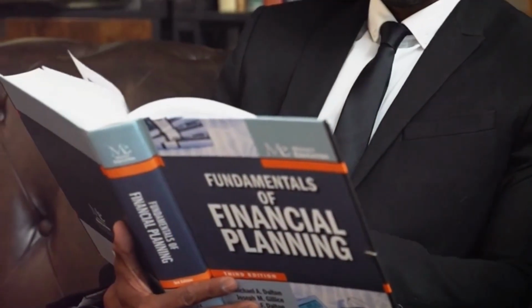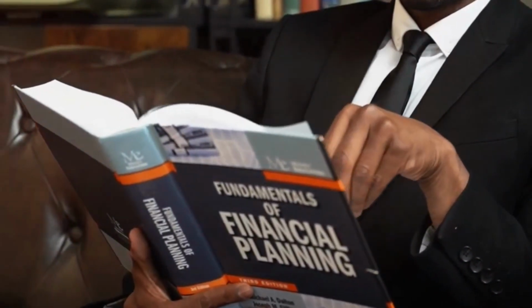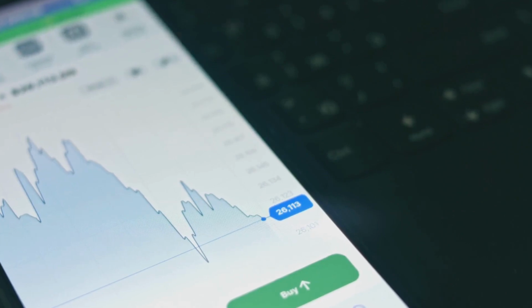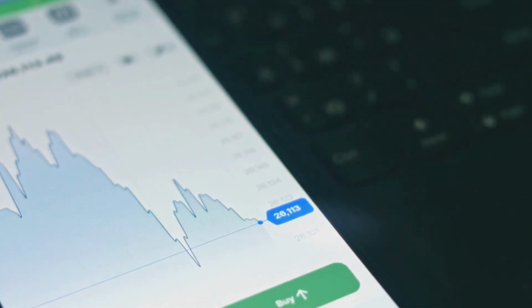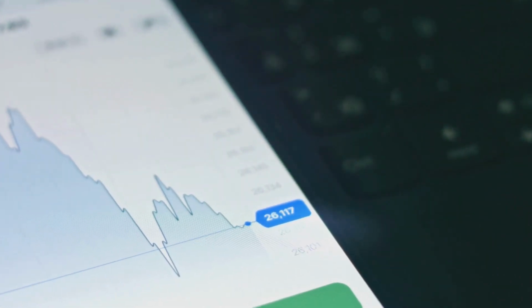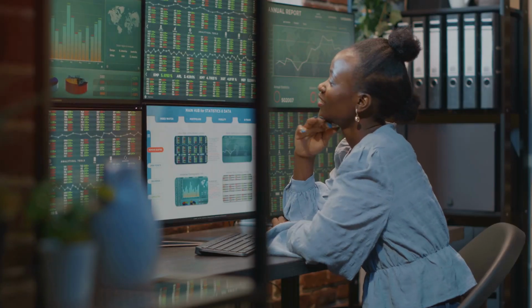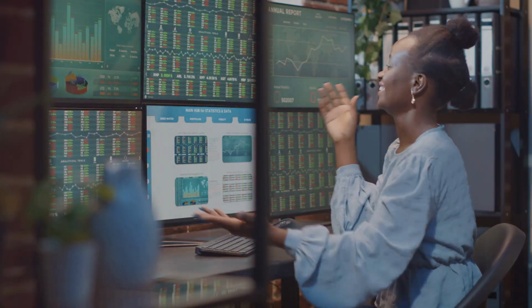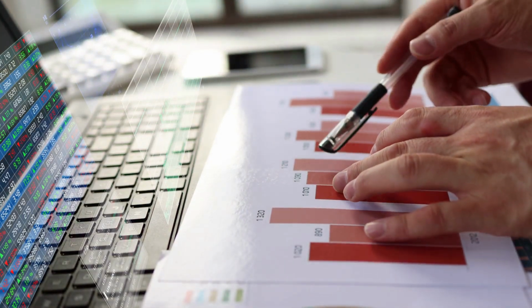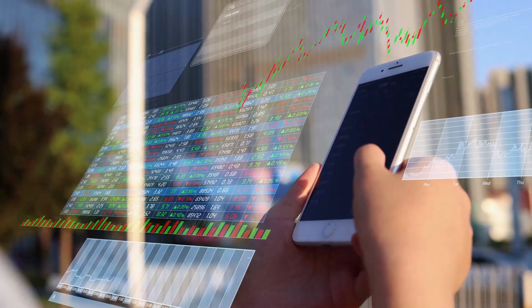Stock analysis is a continuous learning process. Read books, take courses, and follow financial experts to enhance your skills. Set up watch lists on your trading platform to track the performance of stocks you're interested in. Use financial news apps to stay updated on market developments. Consider joining investment communities or forums to exchange ideas and learn from other investors. Attend webinars and workshops to deepen your understanding of stock analysis techniques.